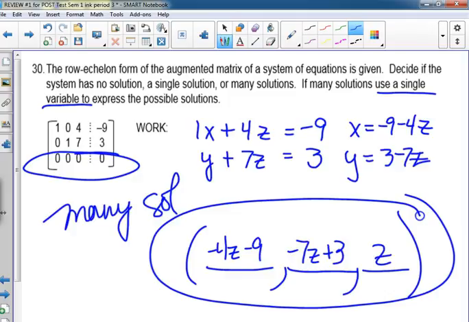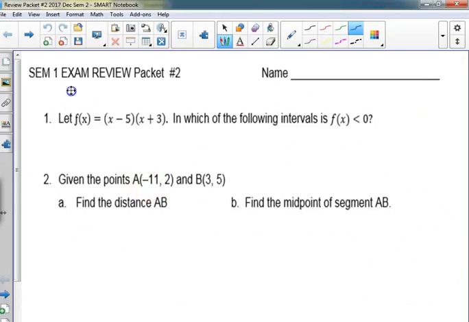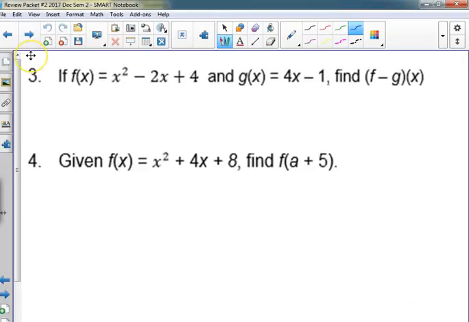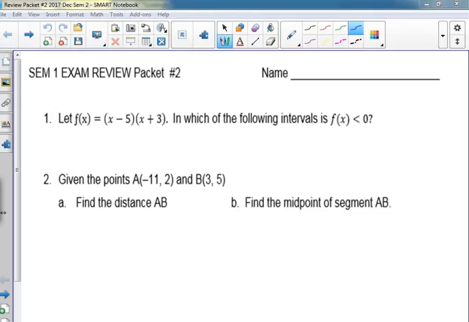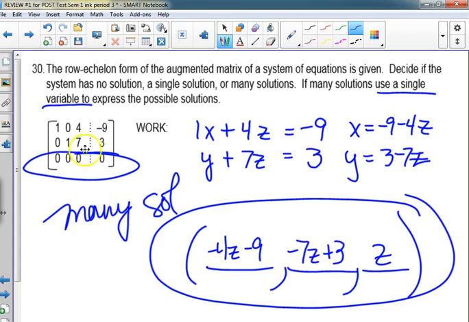Review packet 2. There's only a few problems, and you have 12 minutes to ask me questions. There's a lot of problems. What do you want me to do? Number 3. I'm looking at packet 2. Are you on packet 1? I thought we already did all of packet 1.